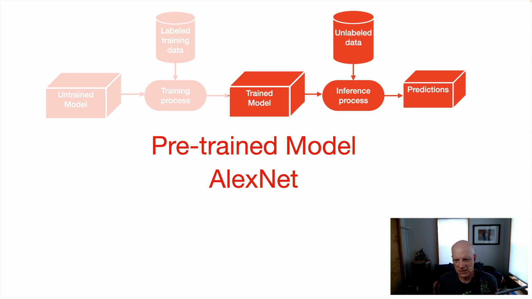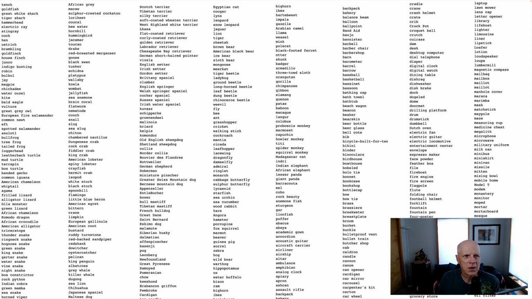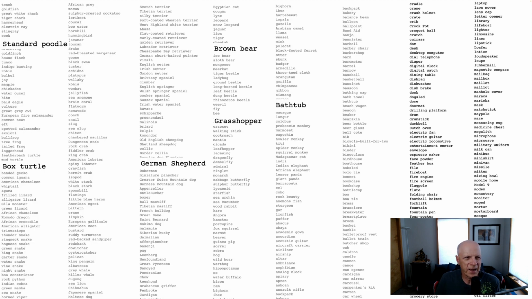And what AlexNet does is it recognizes images and classifies them into one of 1,000 different categories. Here are those categories, and the print is small, so let me just highlight a few of them. When it sees a picture of a standard poodle, it knows standard poodle, box turtle, German shepherd, grasshopper, brown bear, bathtub. The list goes on and on. Face powder, espresso maker, an envelope. So let's actually start coding. We're going to go to colab.research.google.com and get started.